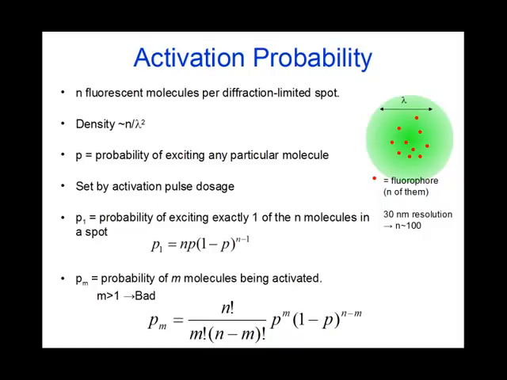We want lots of single molecule images. We certainly don't want zero molecule images. Those have no information. And for m bigger than 1, we don't want a high probability.